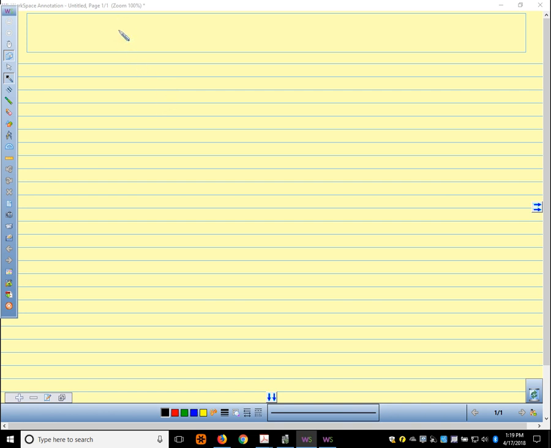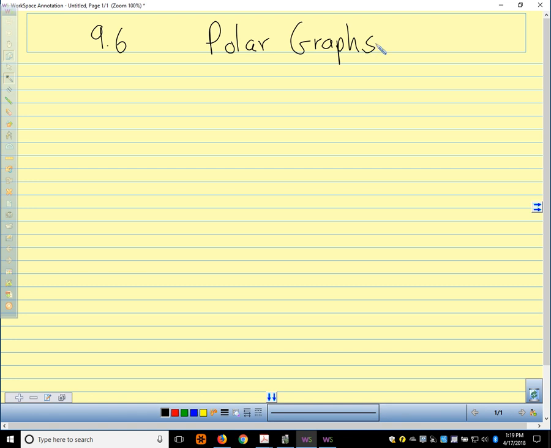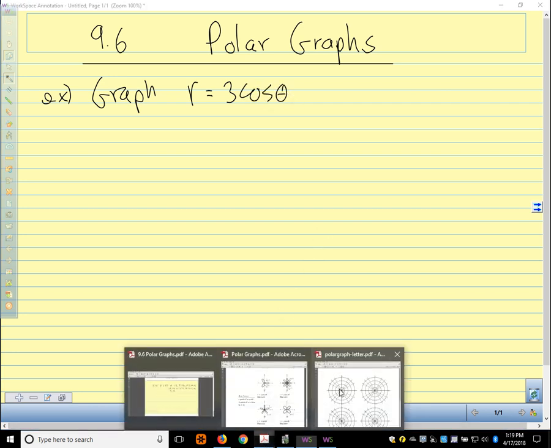So we're in section 9.6. All right, so anytime you do graphing, one of the fallback methods of graphing something is making a table of values. So we can do the same thing for polar graphs. So let's do that by graphing r equals 3 cosine theta. So I'm going to grab a piece of graph paper here.